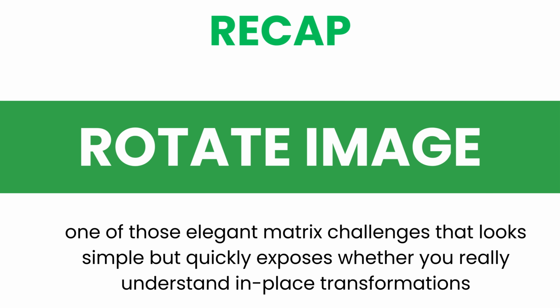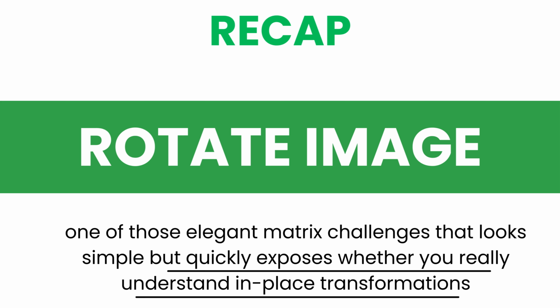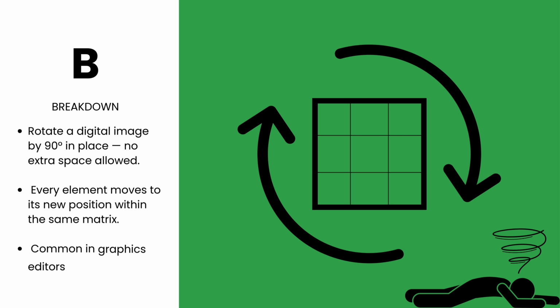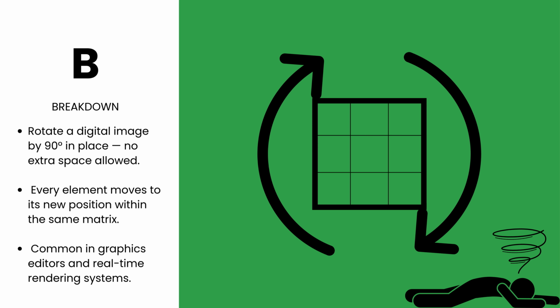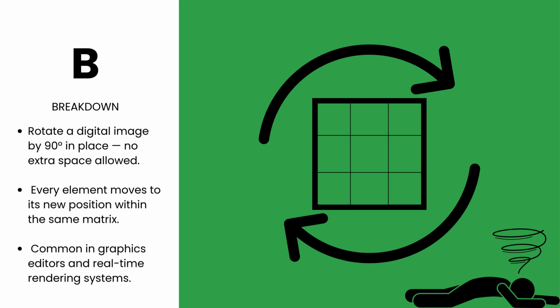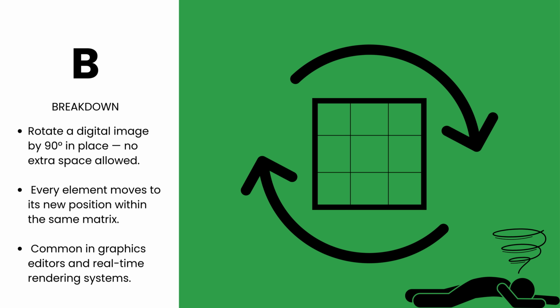The rotate image problem is one of those elegant matrix challenges that looks simple but quickly exposes whether you really understand in-place transformations. No shortcuts, no extra space. We started by restating the goal. Rotate an n by n matrix 90 degrees clockwise, directly in place.